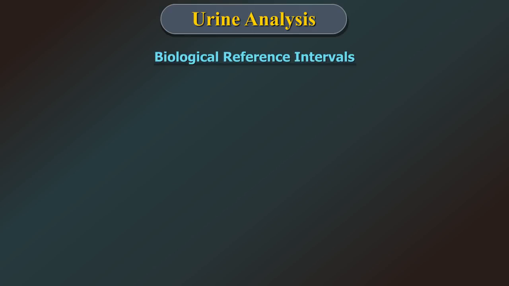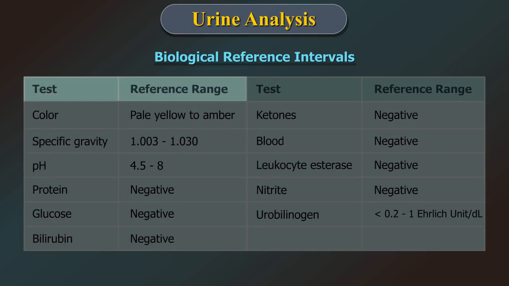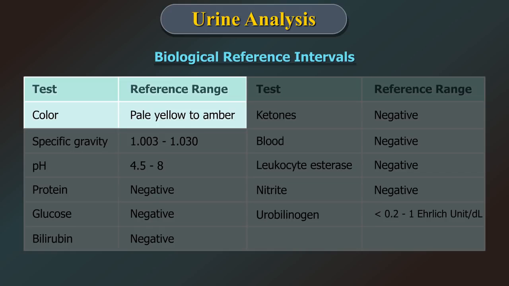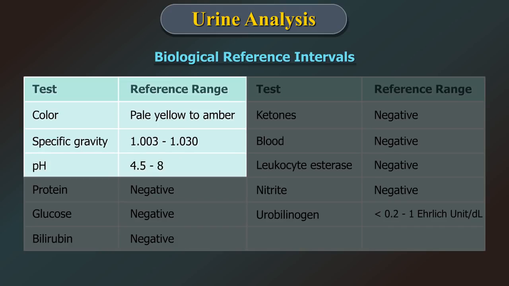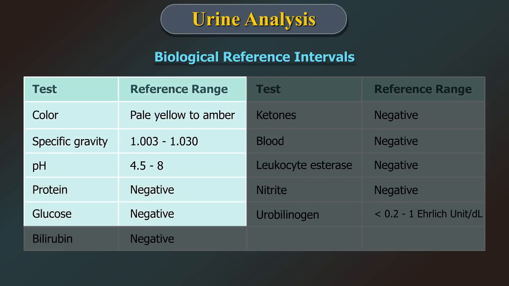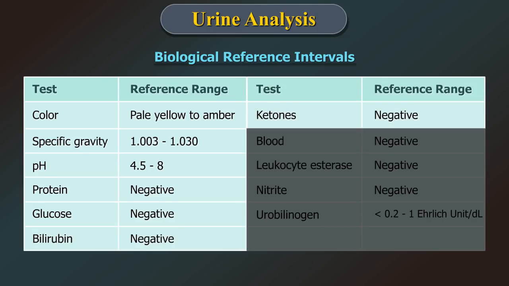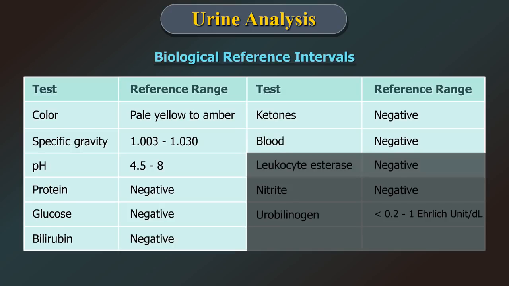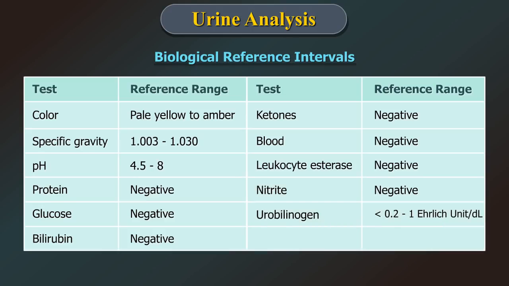Biological reference intervals for normal urine is shown here on the chart. Color of the normal urine is pale yellow to amber. Specific gravity is 1.003 to 1.030. pH 4.5 to 8. Protein is negative. Glucose negative. Bilirubin negative. Ketones negative. Blood negative. Leukocyte esterase negative. Nitrite negative. Urobilinogen is less than 2 units per deciliter.